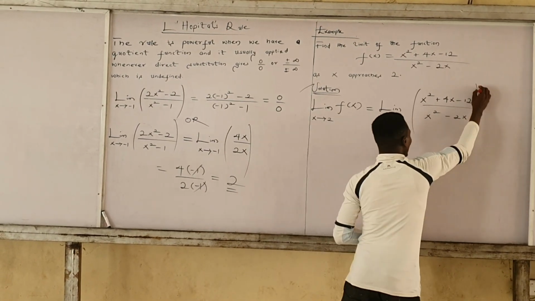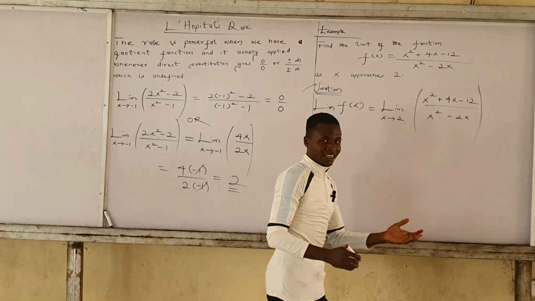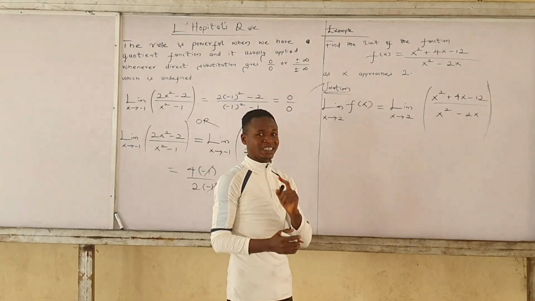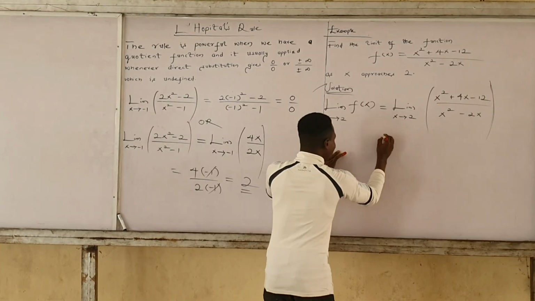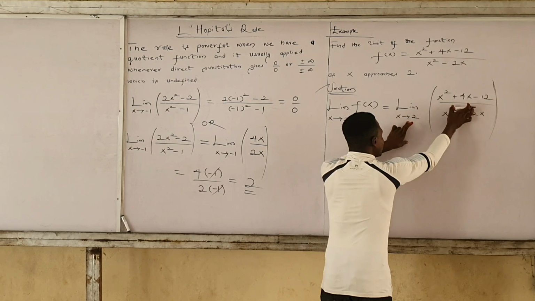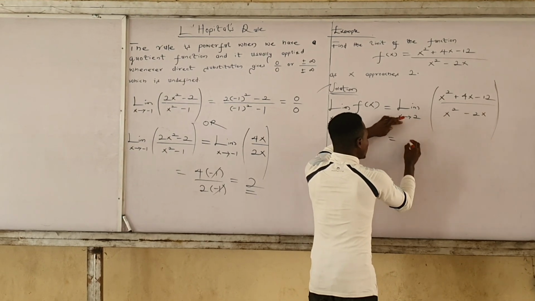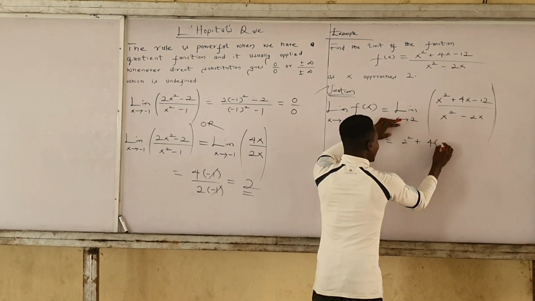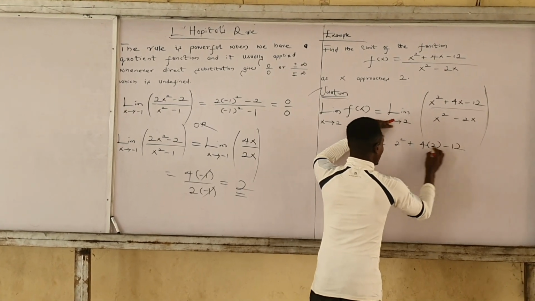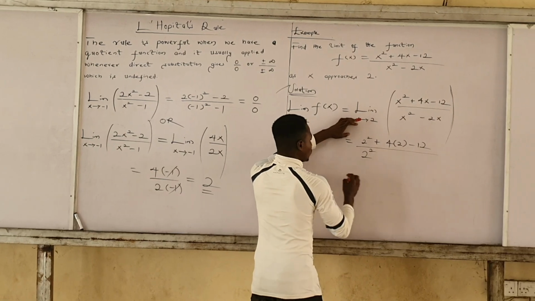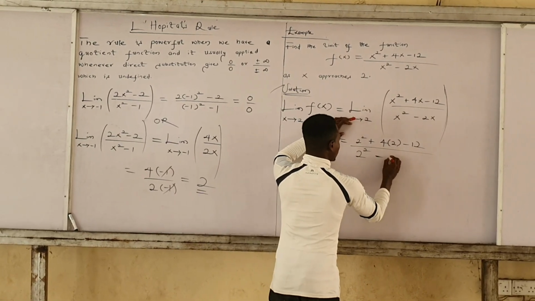So now this is what we want to do. Let us check if direct substitution will give us the limit of the function. By direct substitution, as x approaches 2, wherever we see x in the function, replace it with 2. So this is going to give us 2 raised to the power of 2 plus 4 times 2 minus 12, all over 2 raised to the power of 2 minus 2 times 2.